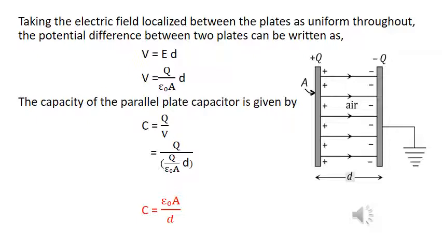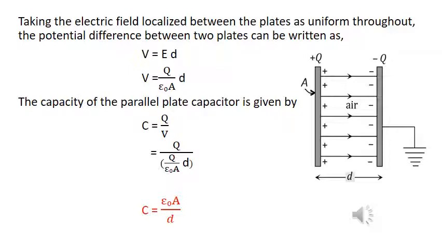By putting the value of E, we get V is equal to Q by epsilon naught A into D. Now we know that the capacity of a parallel plate capacitor is given by C is equal to Q by V, and by putting the value of V here, we get the capacity of a parallel plate capacitor C is equal to epsilon naught A by D. Here the capacity of a parallel plate capacitor depends on the area of the plate, the distance between the two plates, that is the separation of the two plates, and the medium involved in between the plates.